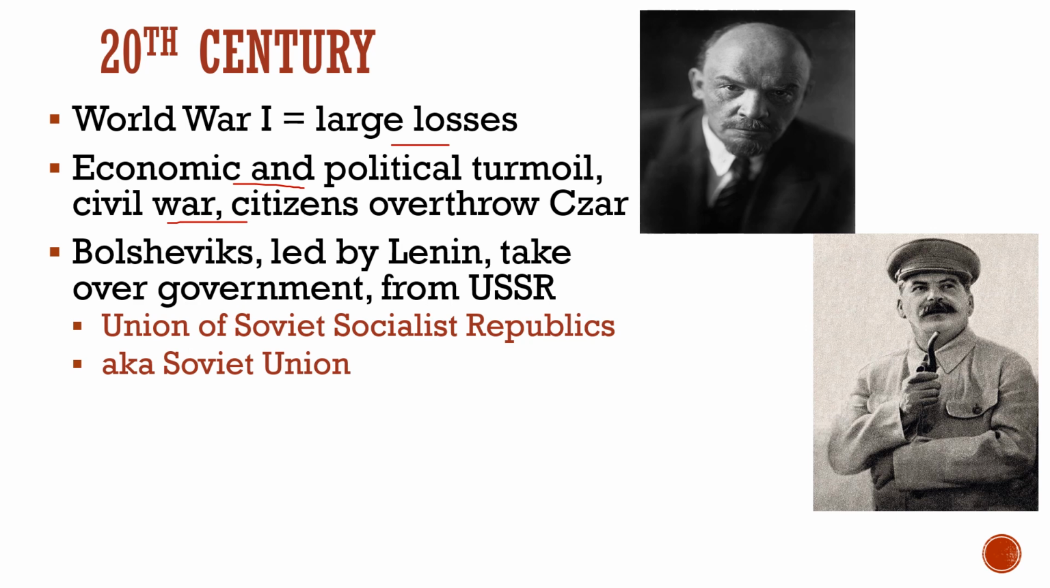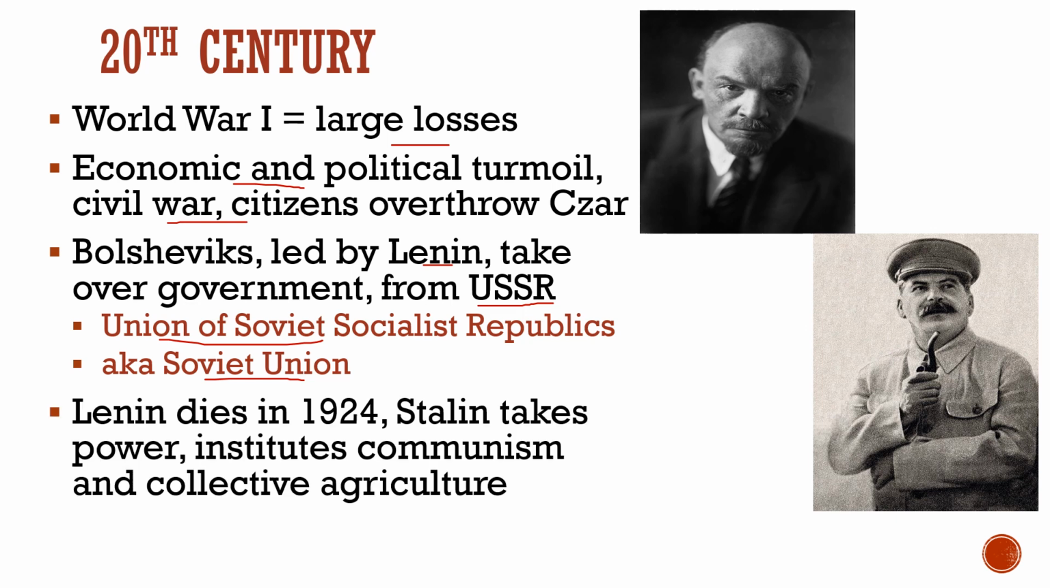The Bolsheviks, which were led by Lenin, took over the government from the USSR, which is the Union of Soviet Socialist Republics, which is what it was. So it used to be the Soviet Union. However, they were overcome and led into the current political system. So Lenin died in 1922, and Stalin, over here to the right, then took power and instituted communism.